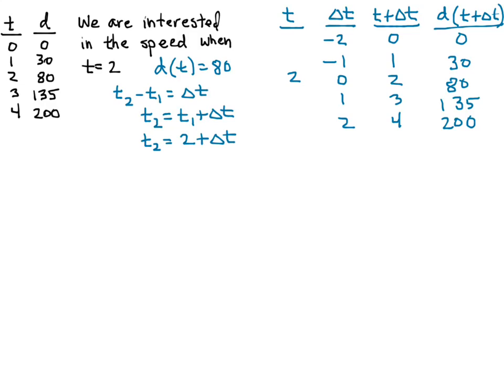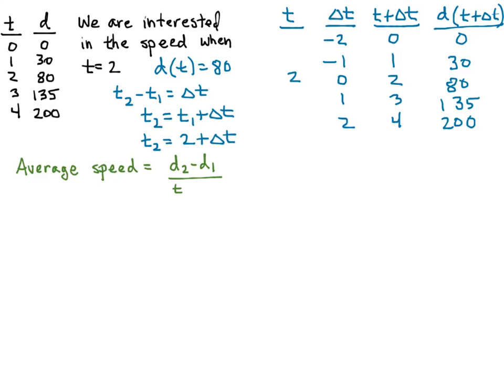But if we're interested in a particular value, what we don't want to do is confuse it by looking at two different values of t. So I'm just taking this perspective that at 2 hours, I'm at this place, and I'm thinking ahead and thinking behind. And the delta t tells me how much ahead, how much behind, and then d at t plus delta t is where I'll be at those times with respect to those values.